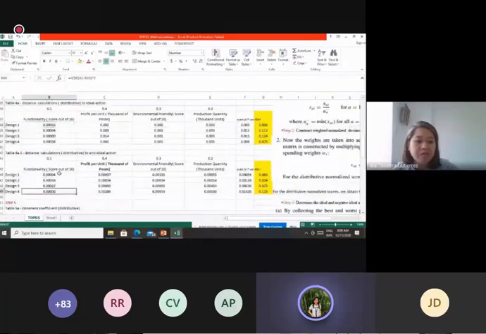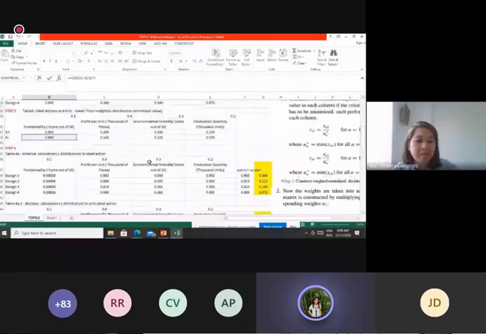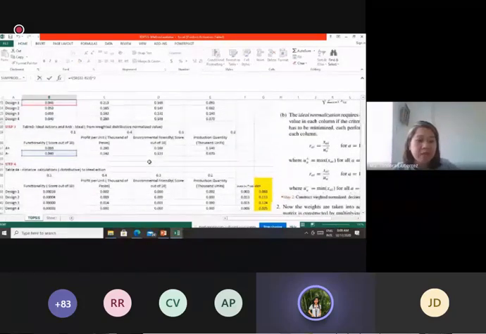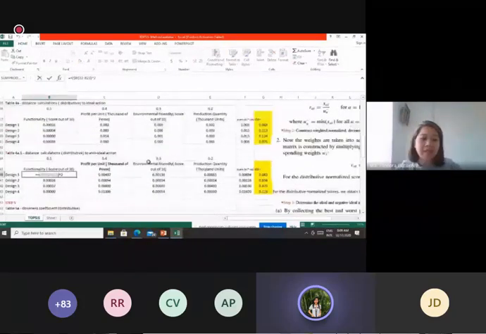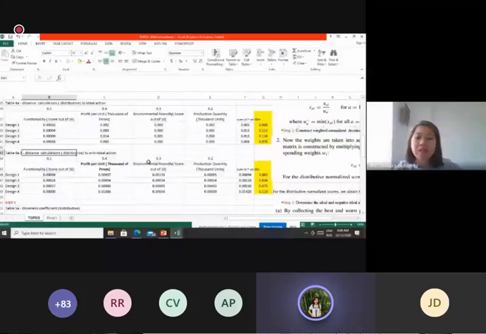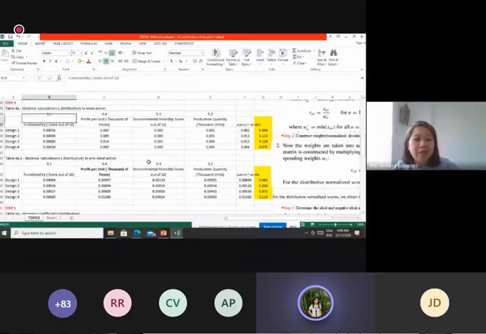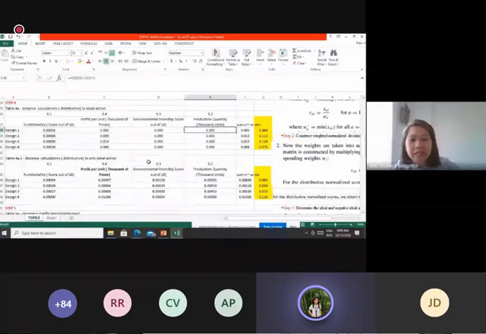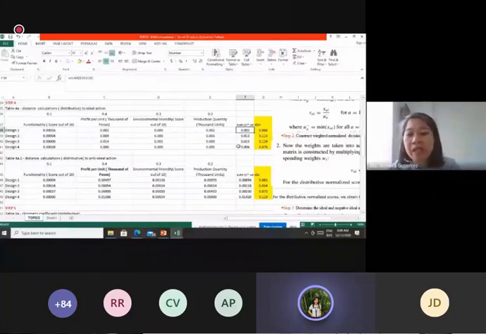Okay, so that's 0.046 minus 0.04, and then get the square, it's 0.0040. So this is the distance calculation to anti-ideal. Okay, so for this step 4, after computing the distance calculation, we will get the summation of the distance for each alternative.